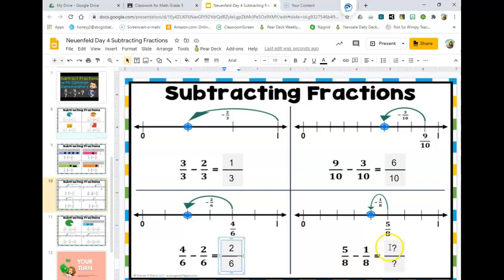And our last one on this slide, start with the numerator. 5 minus 1 equals, that's right, 4. And I drag the denominator over. If you recognize it, 4 is half of 8, so this is also 1/2.